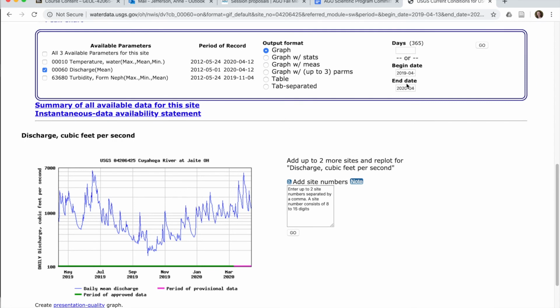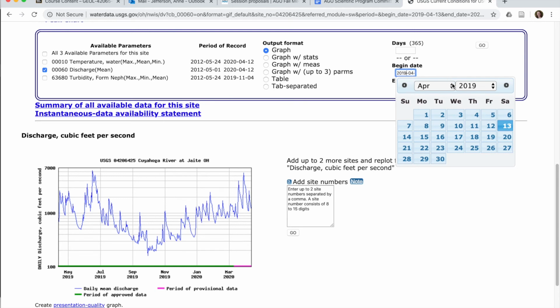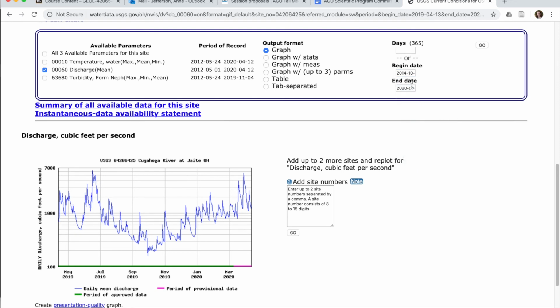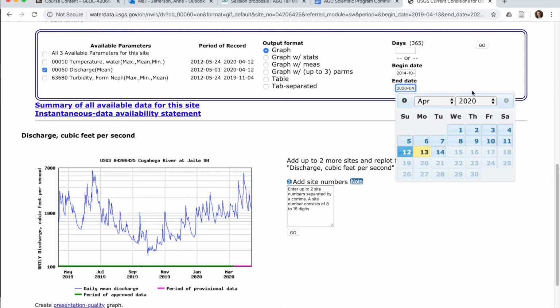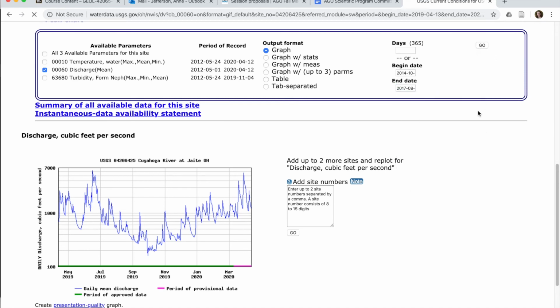We can change things, including the date that we're interested in. So let's say we're interested in not just the last 365 days, but let's look at a couple of water years here. So remember that a water year starts on October 1st of the preceding year. So let's go to water year 2015. That starts October 1st, 2014. And then let's run up through water year 2017. So that's going to end in 2017 on September 30th. We want to update our graph, so we'll hit go.